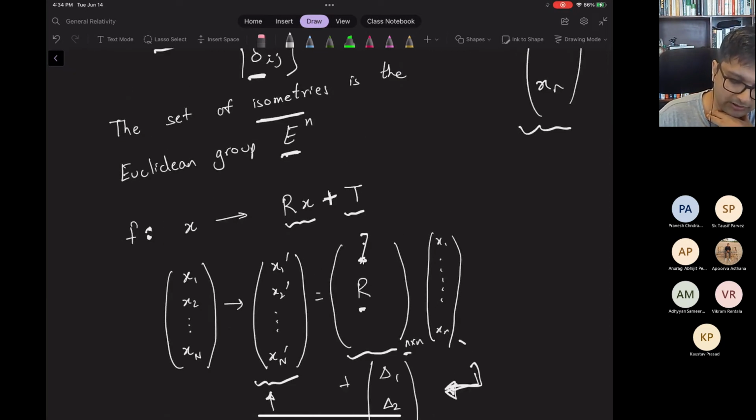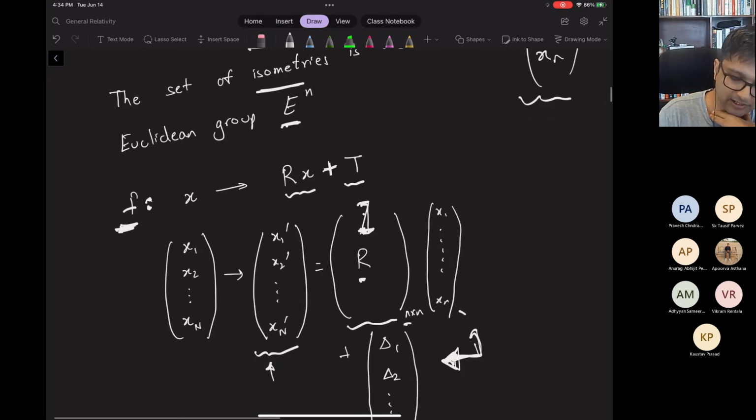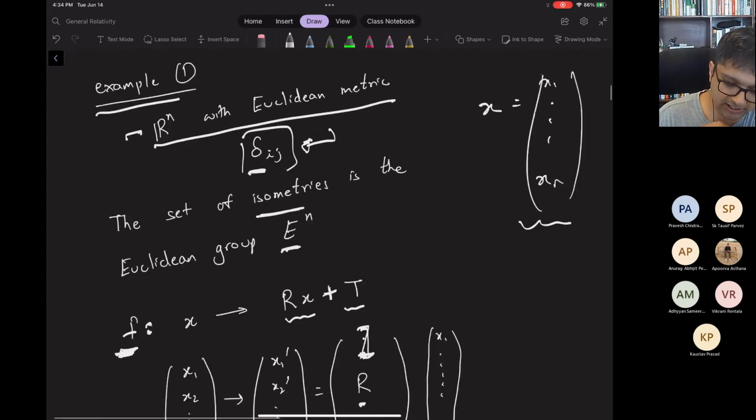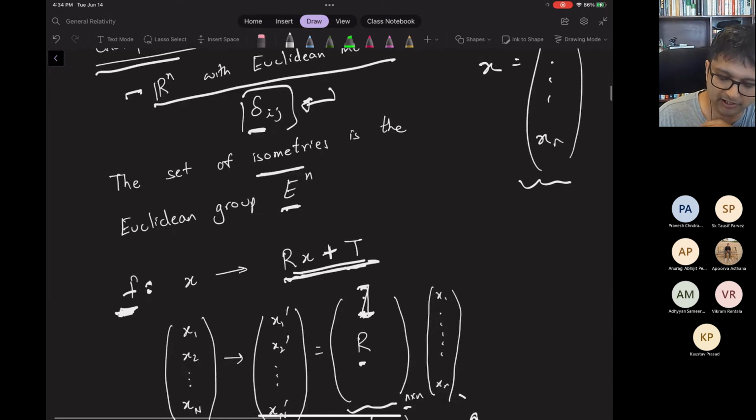So this set of all possible f. When I define the set of all possible f, I mean all possible rotations combined with all possible translations. This defines the set of all possible f's. When I take the set of all possible f's, I am getting the full set of isometries that are associated with this metric. So the first thing to do is to see that such a transformation indeed is an isometry.